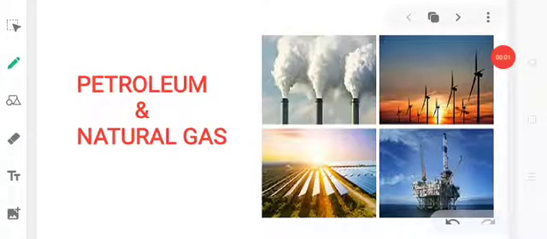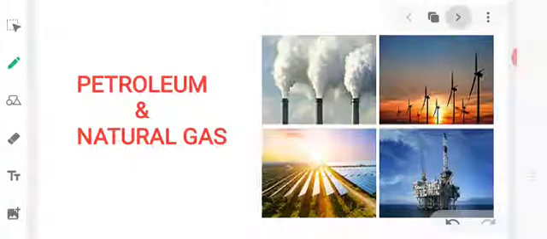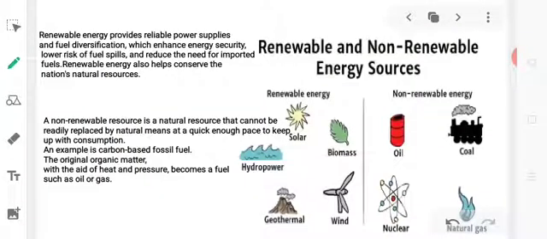Welcome back, students, to the second part of our discussions in the chapter of sources of energy, and today we'll be studying about petroleum and natural gas. Let's briefly recapitulate what we had studied in a previous session.